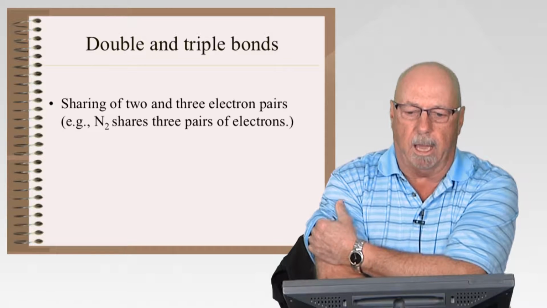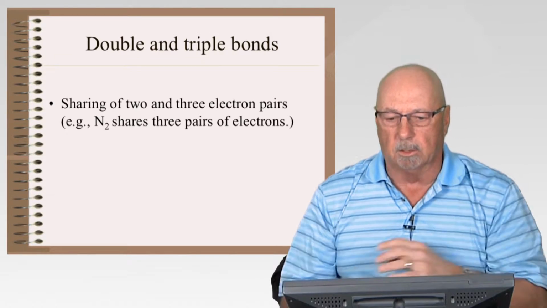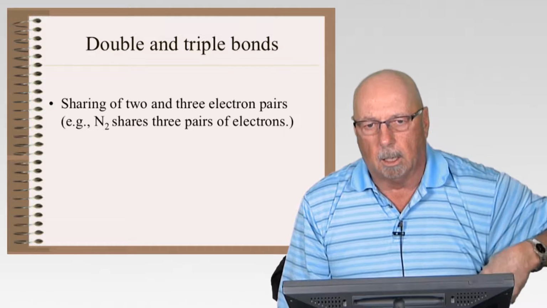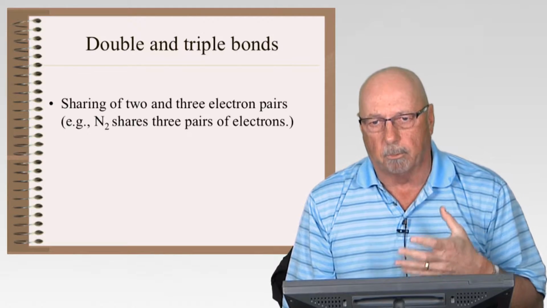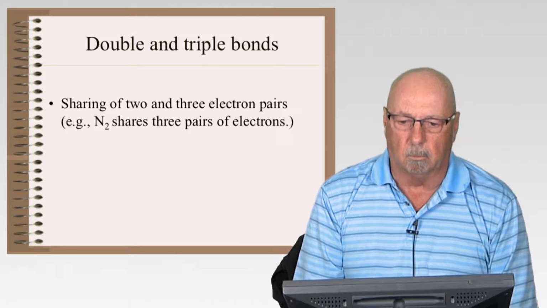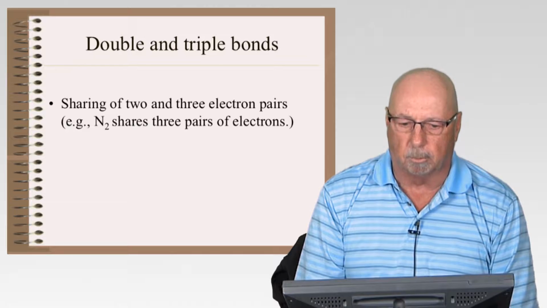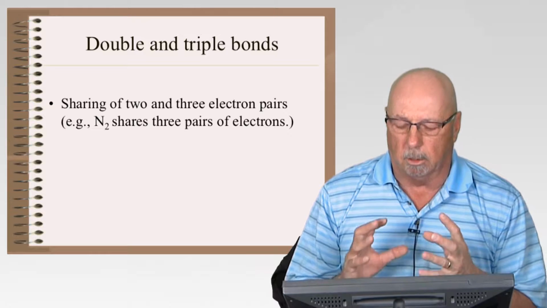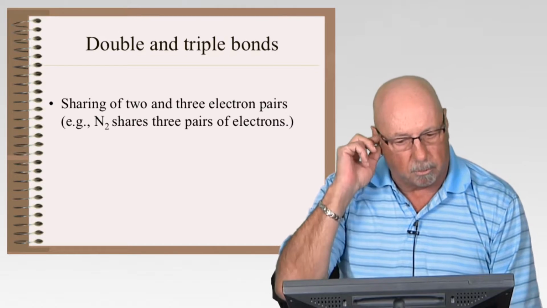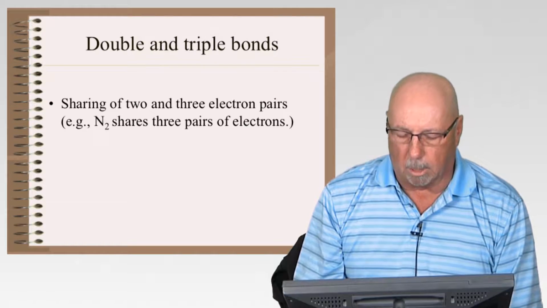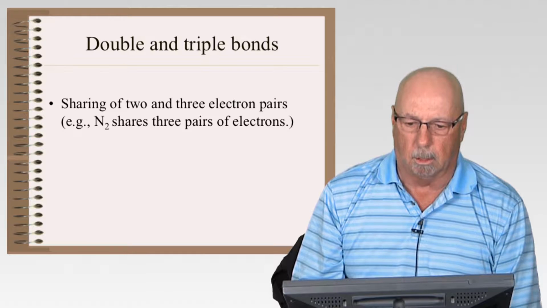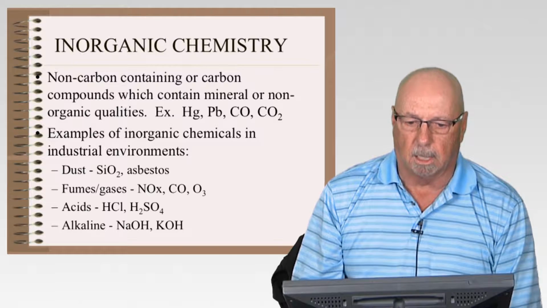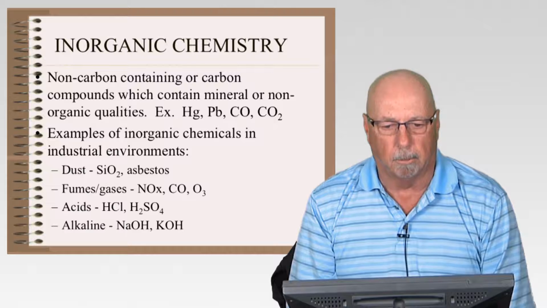Now, when we have sharing of bonds, we can have 2 bonds or 3 bonds shared together. We refer to that as double bonds or triple bonds. And again, it's going to depend on the elements and the makeup of the particular elements that are bonding together. It will depend on how many pairs of electrons they will share.